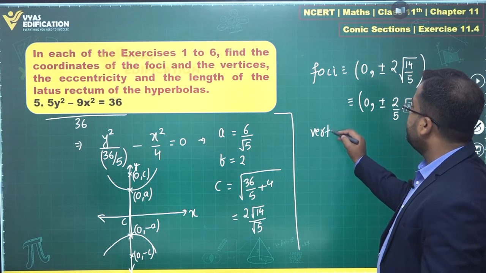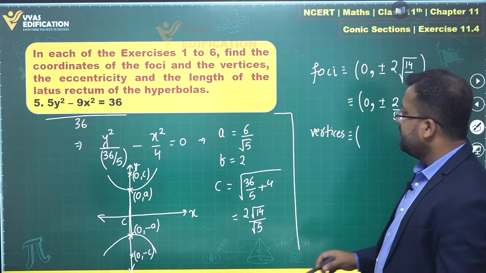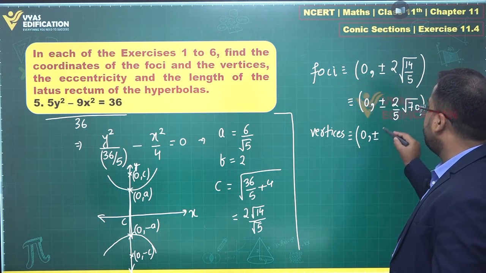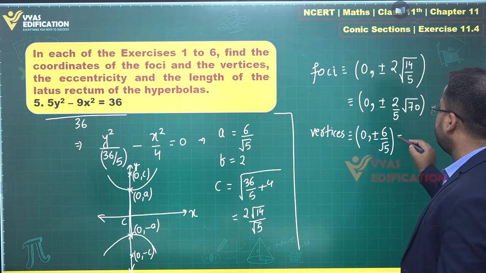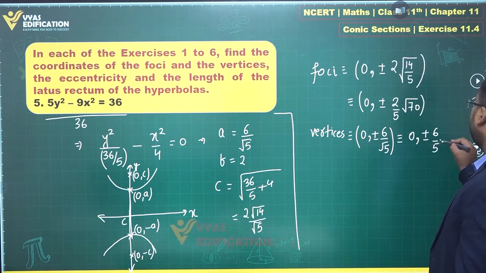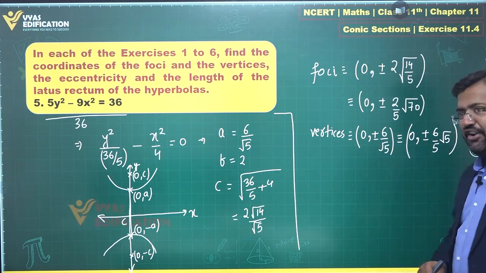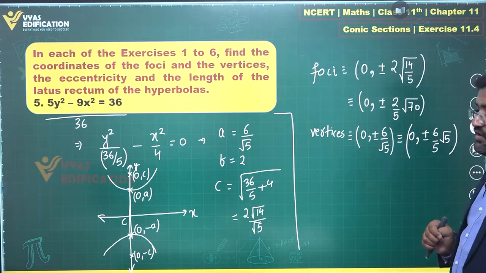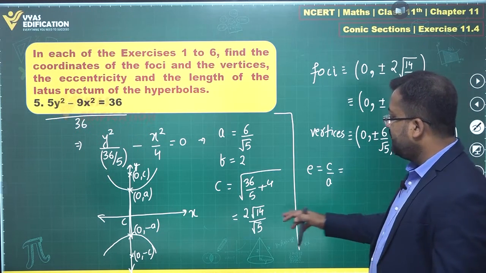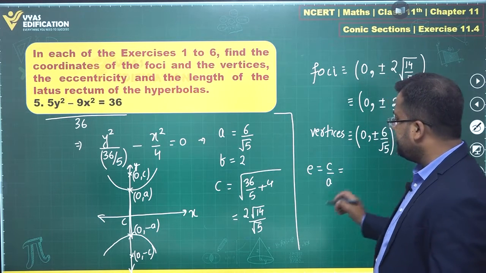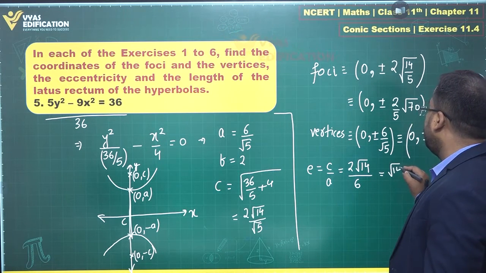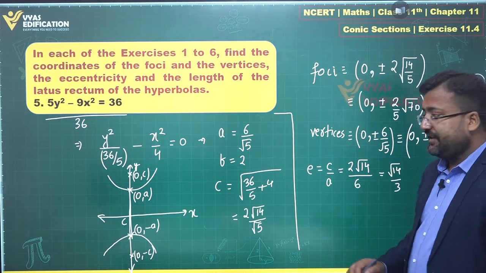What about vertices? The coordinates of vertices can be obtained as 0 comma a, 0 comma minus a, which is 0 comma plus minus a, plus or minus 6 by root 5. You can leave as it is, or you can write it as 0 comma plus minus 6 root 5 upon 5 by rationalizing the denominator, that is multiplying and dividing by root 5. This is what you obtain. What next? Eccentricity is equal to c upon a, and that is equal to this upon this. Root 5 will get cancelled. 2 root 14 upon 6, or root 14 upon 3 is what I'll get for eccentricity.